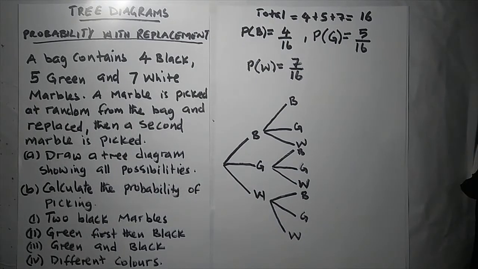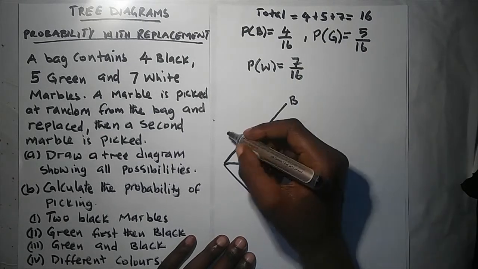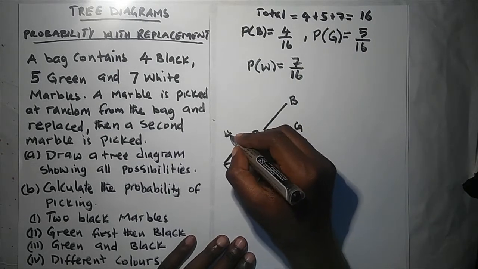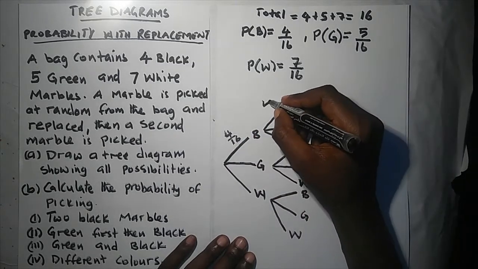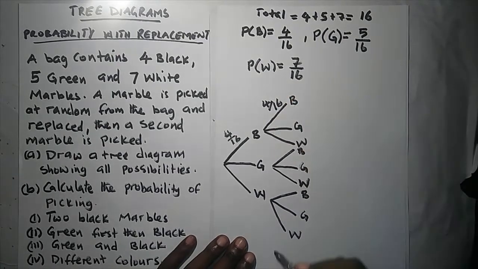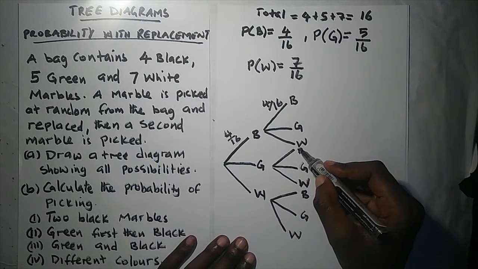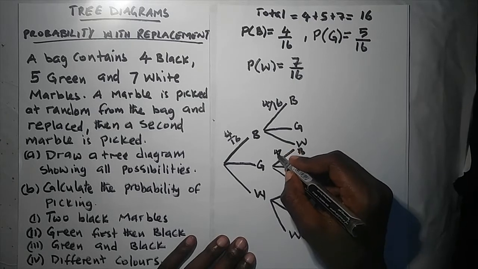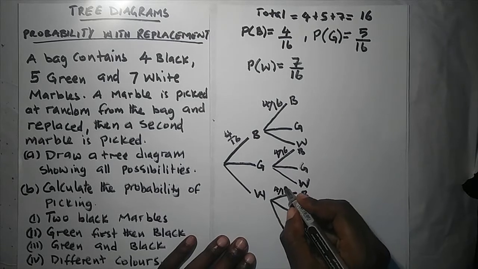Now that we have finished writing the branches of the tree, we are going to put our probabilities on our branches. The probability of black is 4 over 16. So black here, you're going to have 4 over 16. Wherever you have black, you're going to have 4 over 16. Even here you have black, so 4 over 16. Another black is here, again 4 over 16.